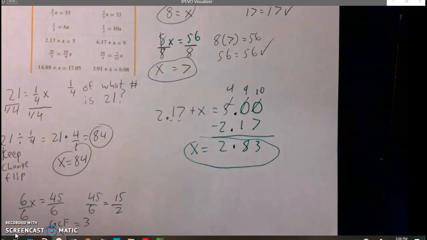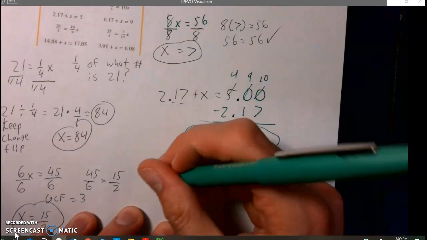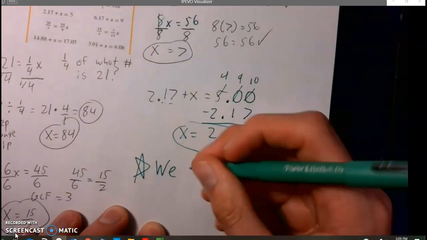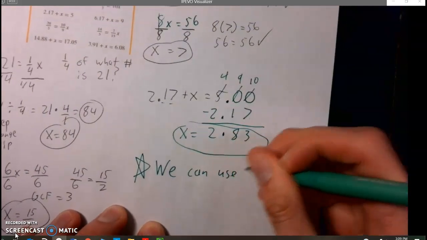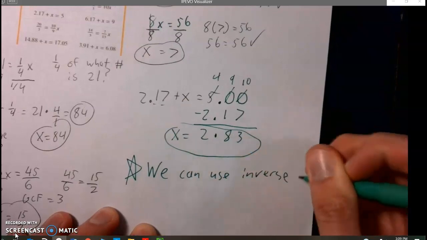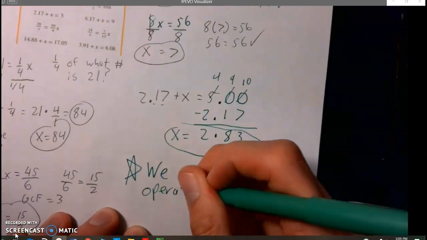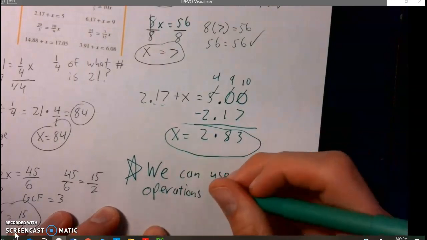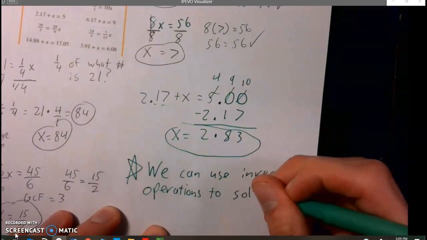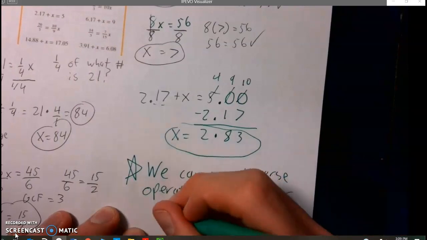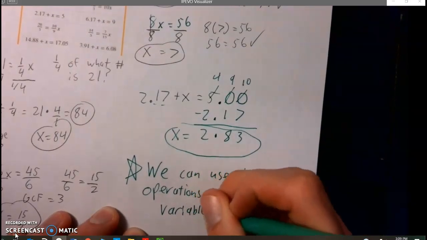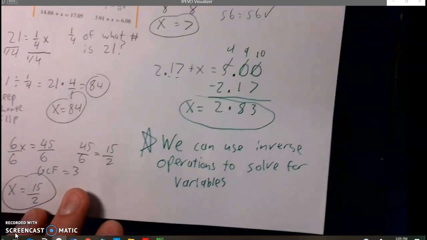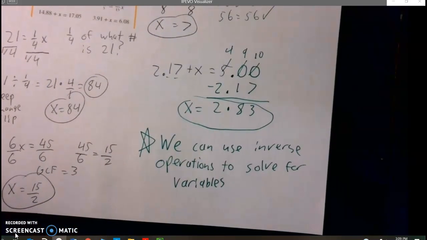So the main takeaway here is just that we can use inverse operations to solve for variables. So no matter what the problem is with a variable, you just need to do the opposite operation and you can find out what that variable is. So kind of going backwards.